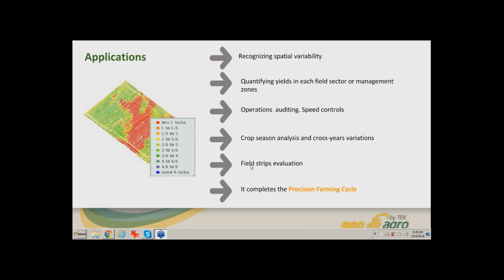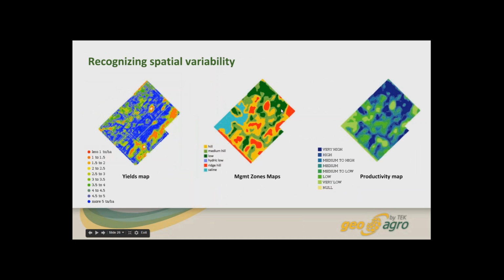Also, it's very important to do field strips evaluation. If you're going to do some field tests, it's key to have a well-realized yield operation along the test strip, so you can really test what happened in that field. And of course, it completes the precision farming cycle, and we'll see in a moment how we understand it as a cycle. This is the last part of the cycle, which gives us feedback on everything we did during the season.